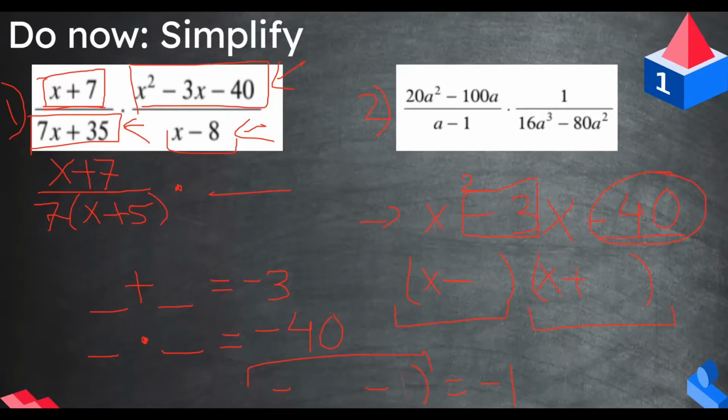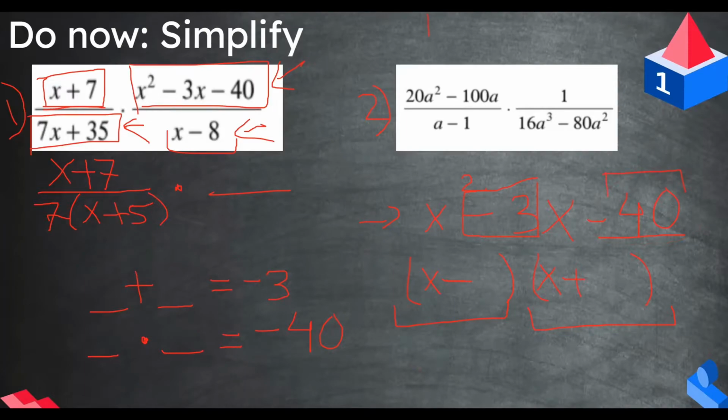So now I know my variables and I know the signs. There's going to be a positive number and a negative number. What should those two numbers be such that if I add them, I get -3, and if I multiply them, I get -40? Here's something I like to do when I have to do trinomial factoring: I try to find the factors of 40. So what are the factors of 40?